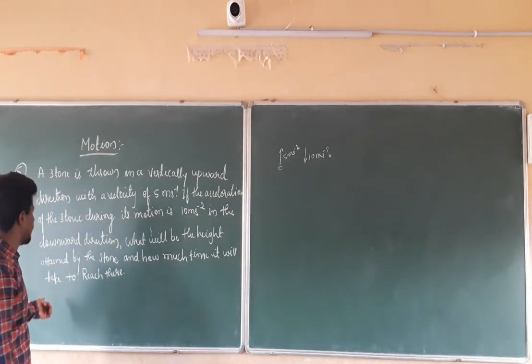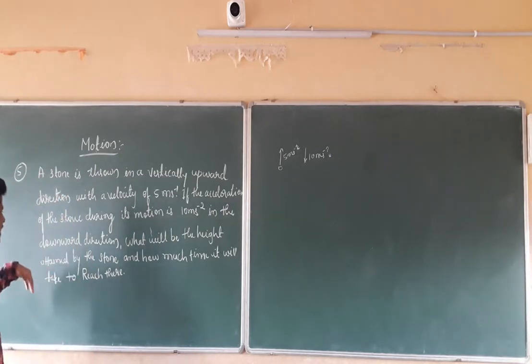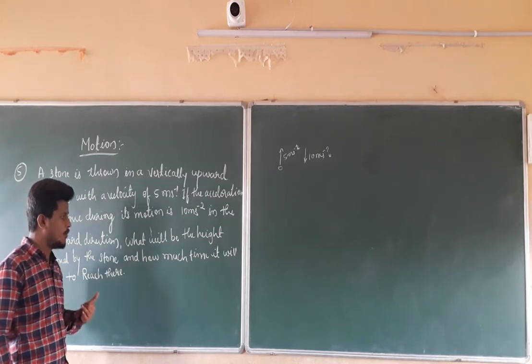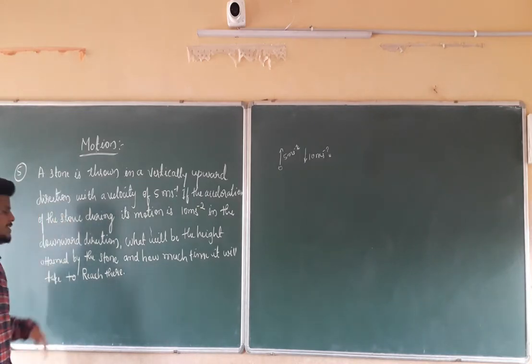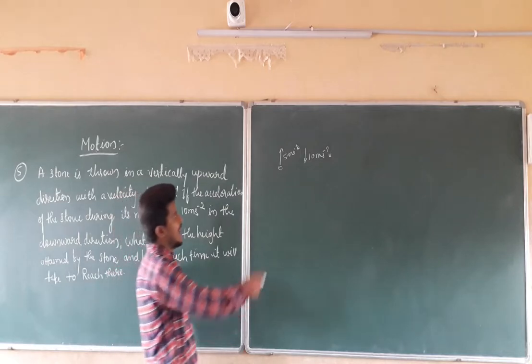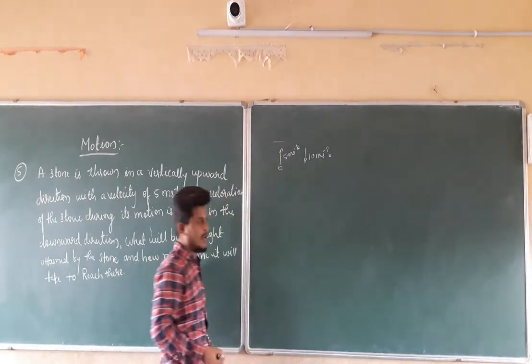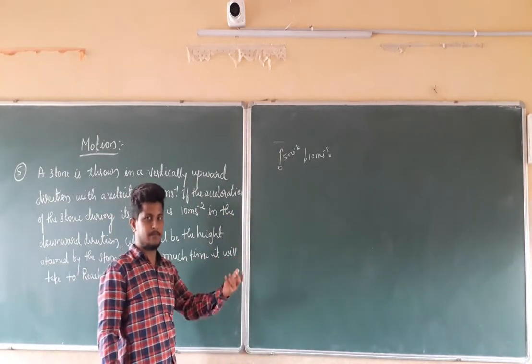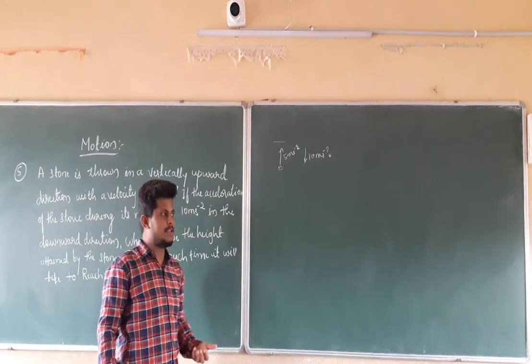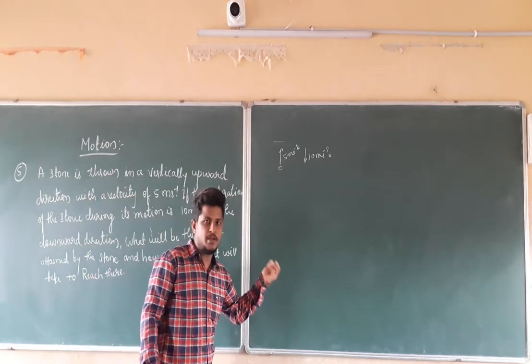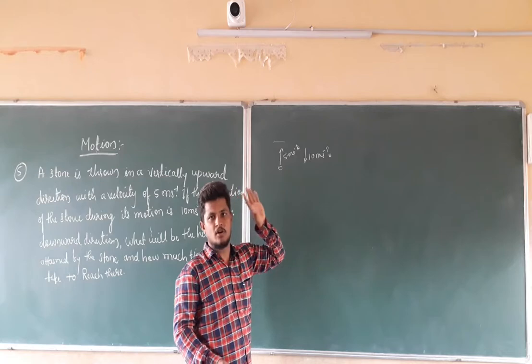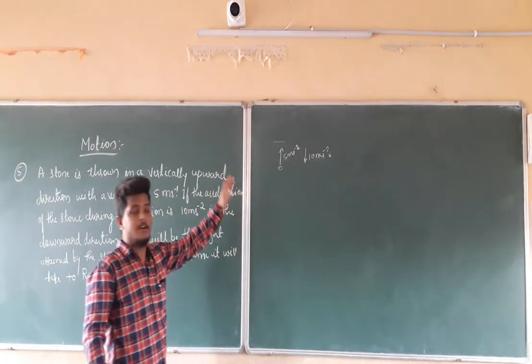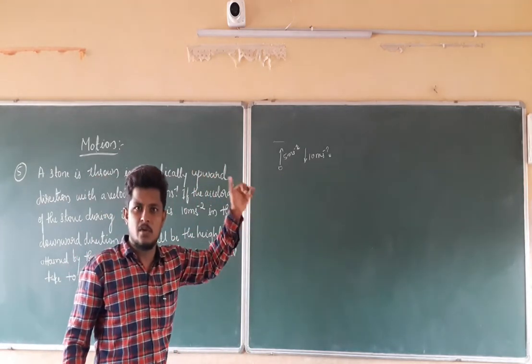So what do we have to calculate? We have to calculate the height attained by this stone and how much time it will take to reach there. We have to calculate the height which this stone is going to attain after throwing it vertically, and also the amount of time it is going to take to reach that height.